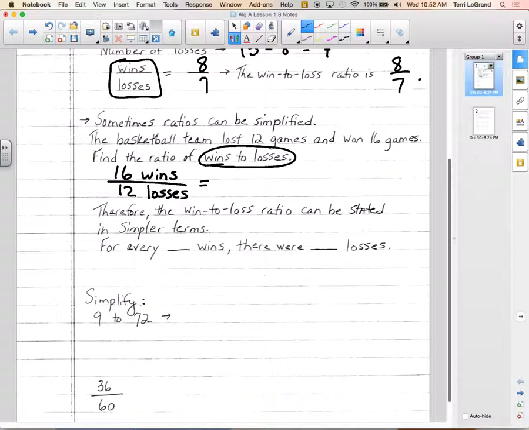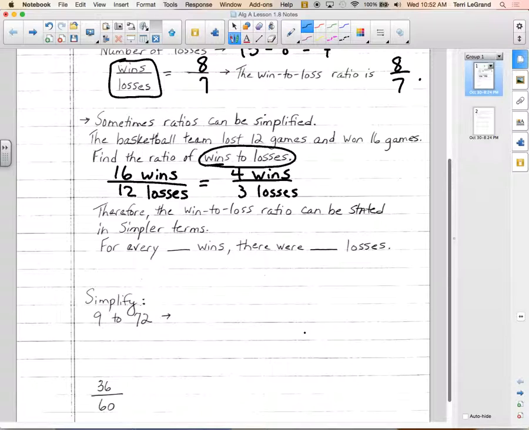4, okay? So we're going to divide 16 by 4, and we're going to get what? 4. So now we have 4 wins and 3 losses, because 12 divided by 4 is 3. So our ratio is 4 wins to 3 losses.